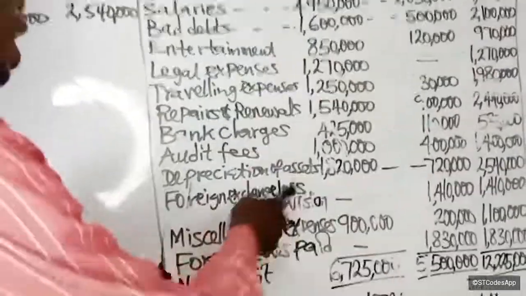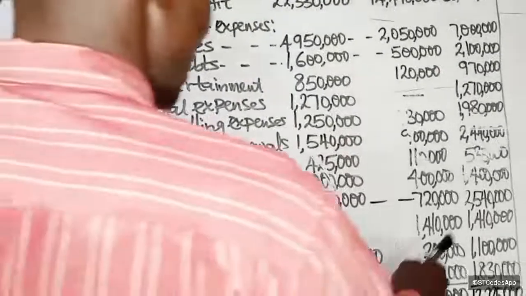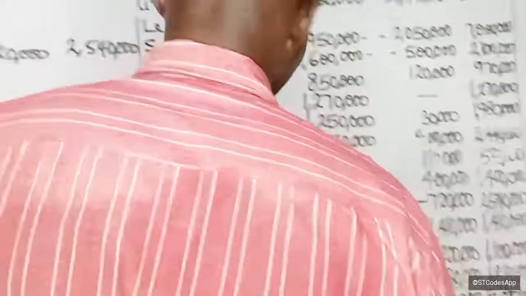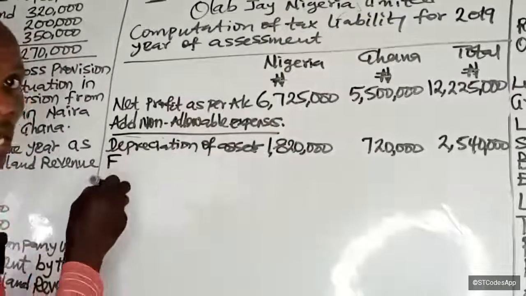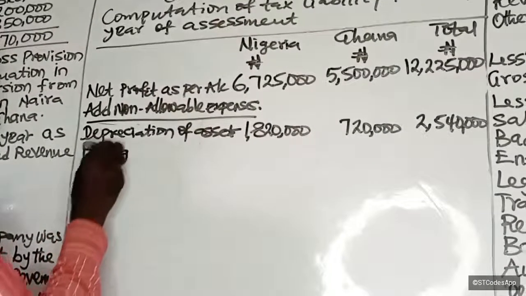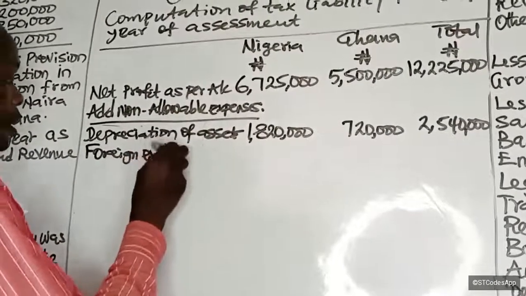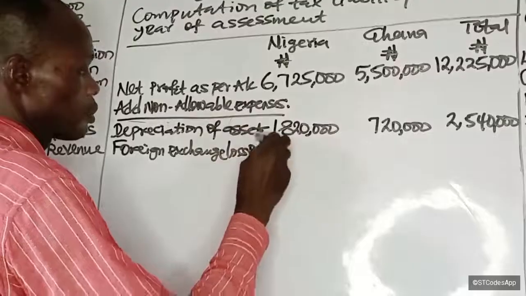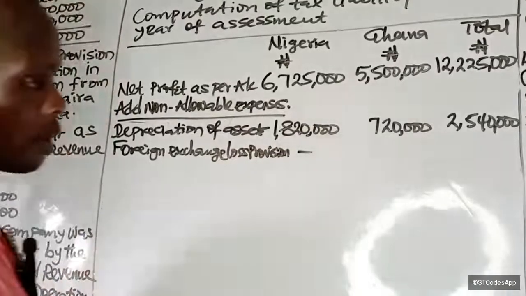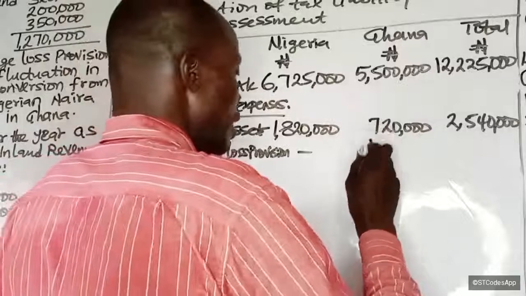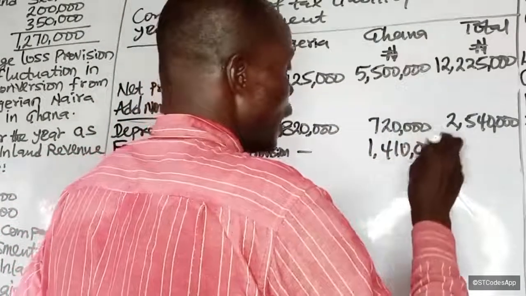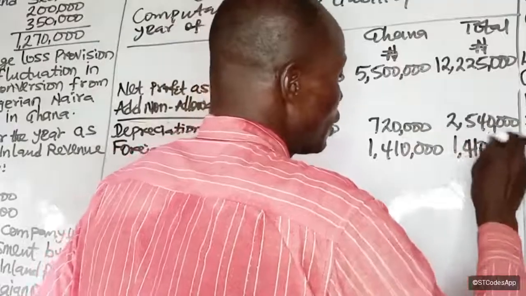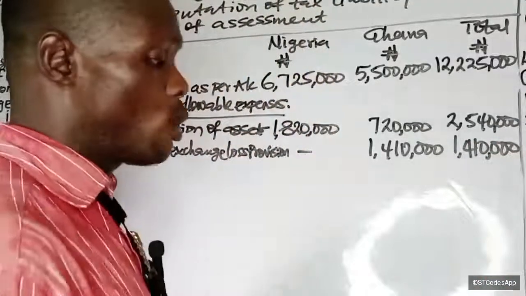We have foreign exchange loss provision. Nigeria is named, Ghana and total 1,410,000 each. Foreign exchange loss provision. Nigeria name and the Ghana 1,410,000 and total 1,410,000. Back to the question.